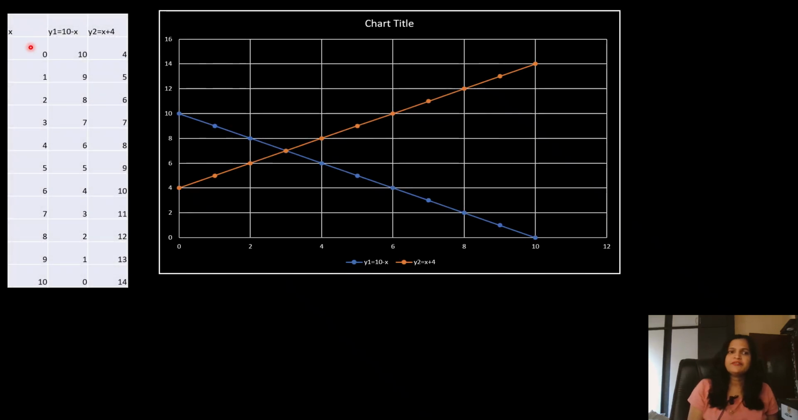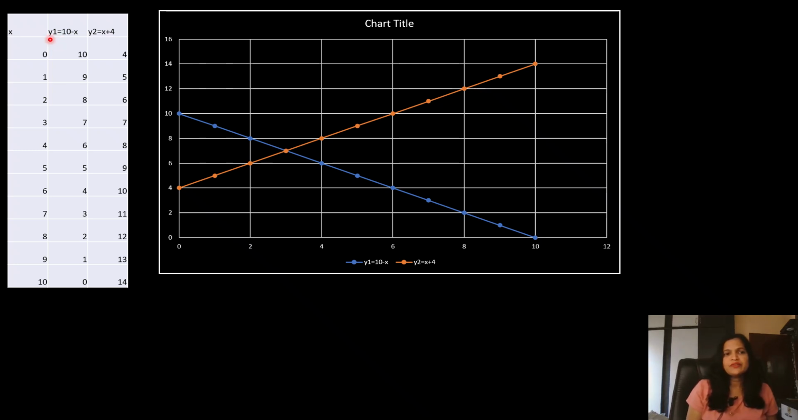Then using the graph, here the x values are 0, 1, 2, 3, 4, 5, 6, 7, 8, 9, 10. I took 10 values. You may skip, you may take 0, 2, 4, 6, 8, 10 like this. You can take the values. Now we took the values of x. I take the first equation as y1 and the second equation as y2.